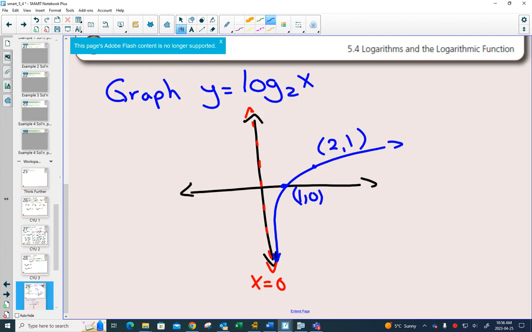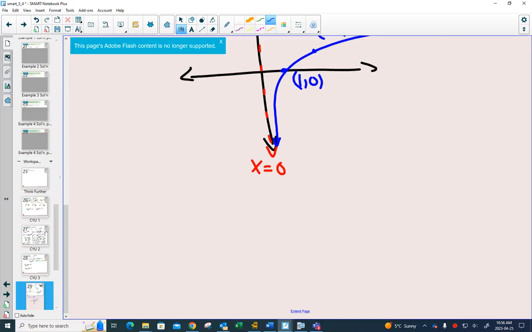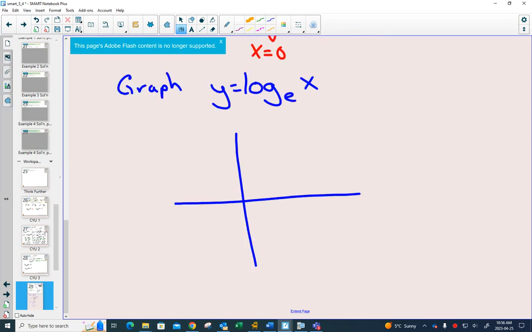If I change it to log base 5, everything would be the same, but you'd have the point 5, 1. If I change it to log base 382 of x, everything would be the same, but you'd have 382, 1. And if I got you to graph y equals log base e. Remember we learned the new number e, which was 2.718? If you had that number e, you would have an asymptote here. You would have the point 1, 0, and you would have the point e, 1.